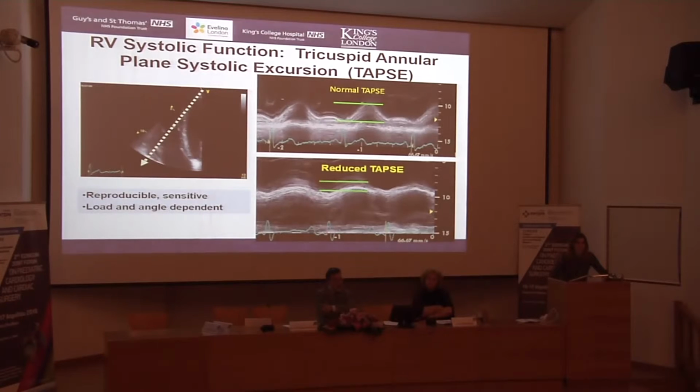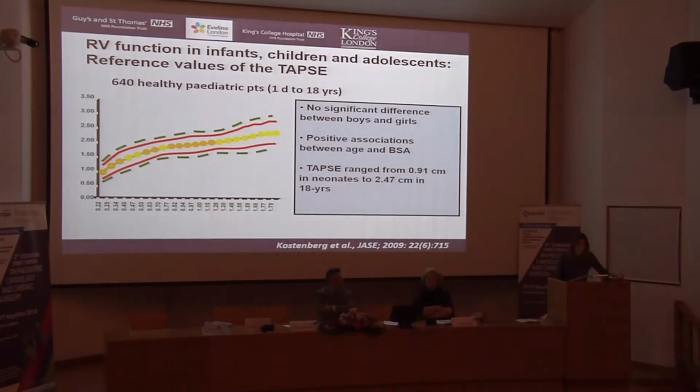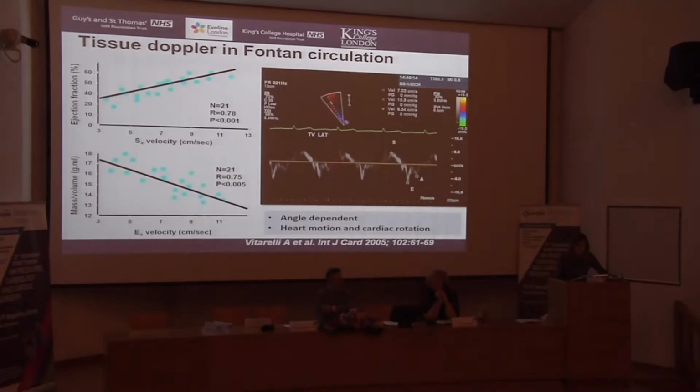We have an M-mode line across the lateral wall of the RV, and we measure the total displacement of the tricuspid annulus excursion and the timing of the displacement. This technique is very reproducible and sensitive, but we must not forget that it is load and angle dependent. We now have normal values that we can apply even in children, so TAPSE can range from 0.9 in neonates up to 2.47 in an 18-year-old adolescent.